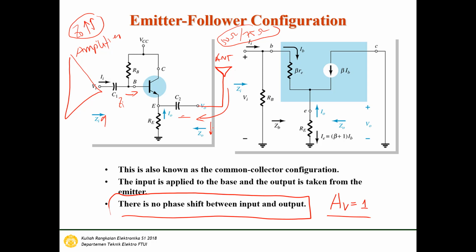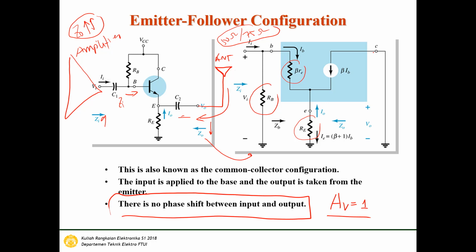So if we draw the re model of the emitter follower, it becomes this one. So we have the RB here, and then beta RE, and then the emitter resistor here, and we don't have the collector resistor between the collector and the VCC. So we connect the collector to the ground.